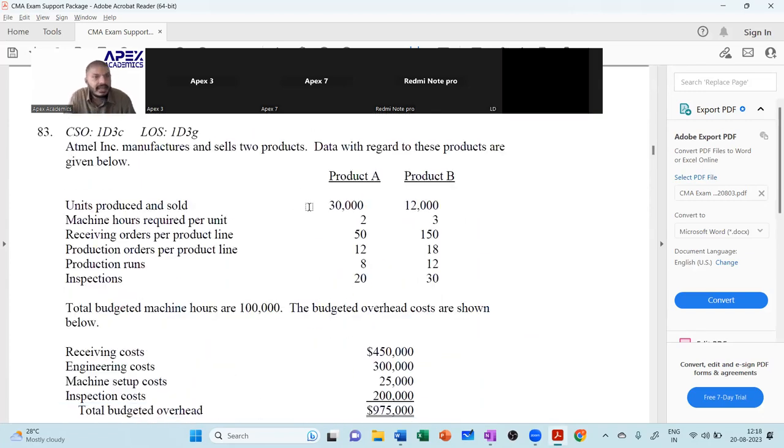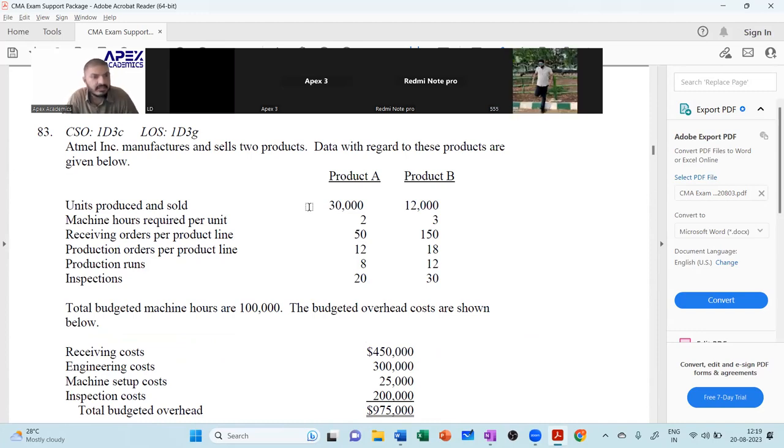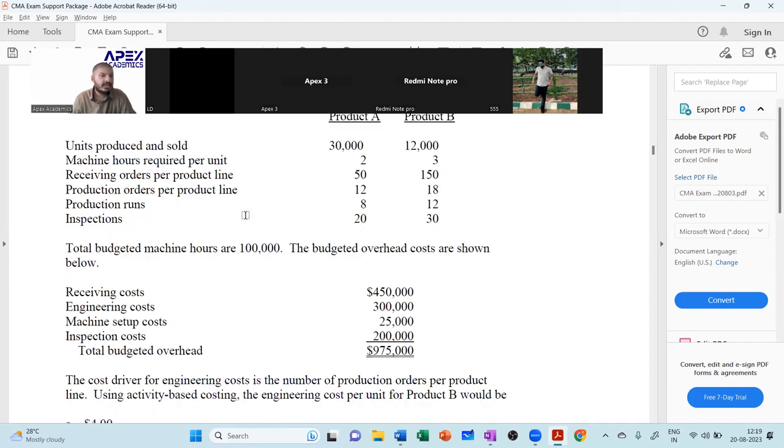Question number 83. Atmel Incorporated manufactures and sells two products. The data with regard to these products are given below. There are two products A and B. 30,000 are produced and sold for A, 12,000 for B. The machine hours required per unit are 2 and 3. The receiving orders per product line are 50. Production orders per product line are 12. Production runs are 8. Inspections are 20 and 30 respectively. The total budgeted machine hours are 100,000 and you have been given a total budgeted overhead.